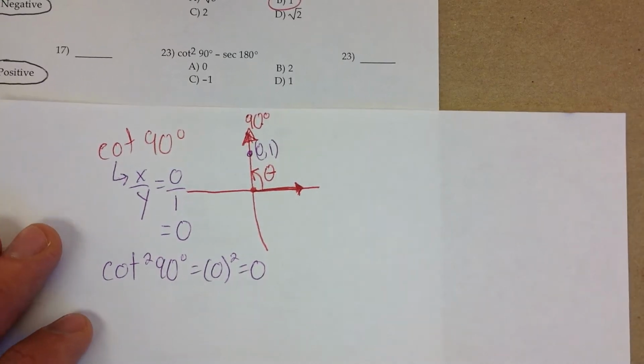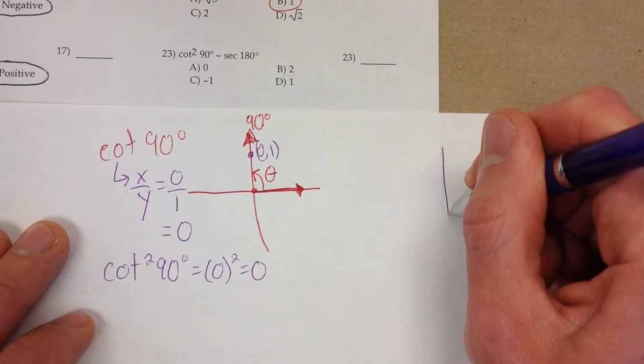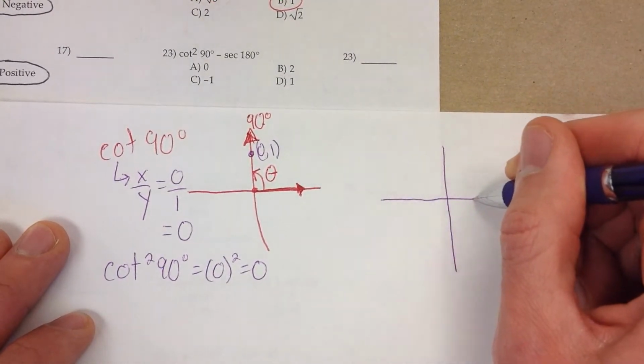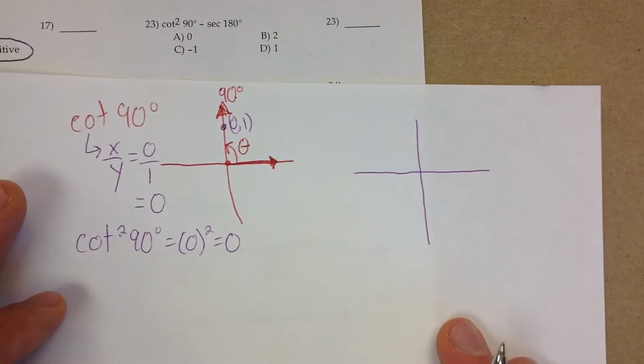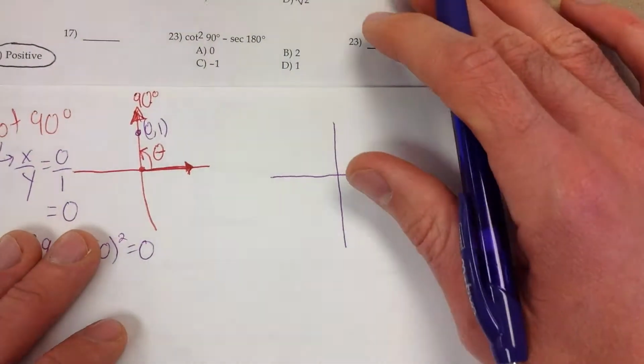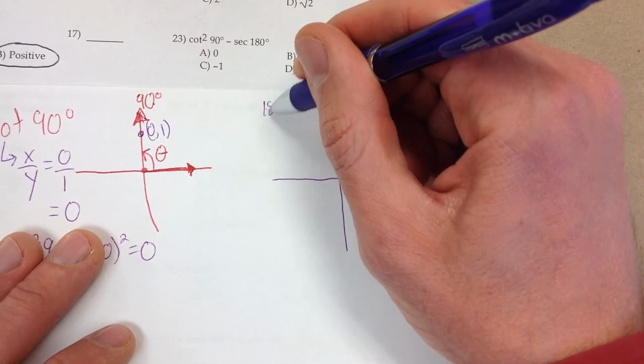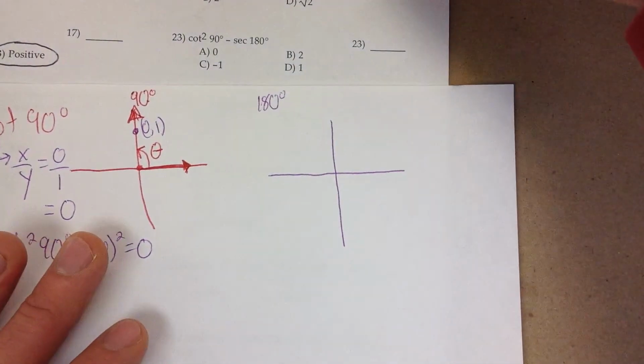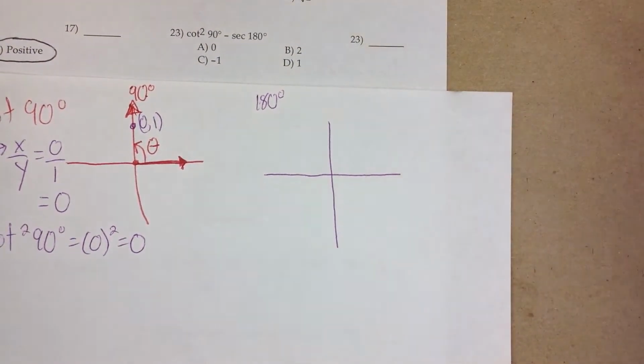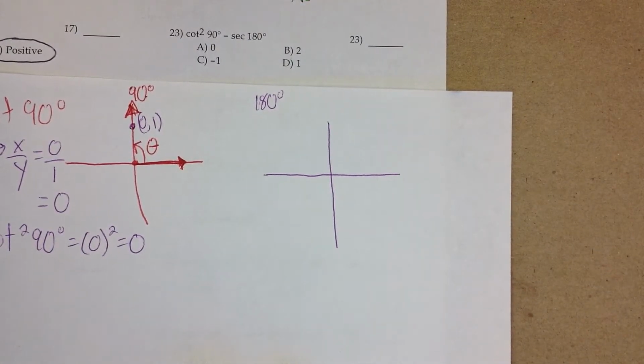Anthony, let's do secant 180. So you tell me, where's 180? What do you mean? If you were to graph 180 in standard position, straight line? Straight line, and is the terminal side going to the left or to the right? Move left. Yep.